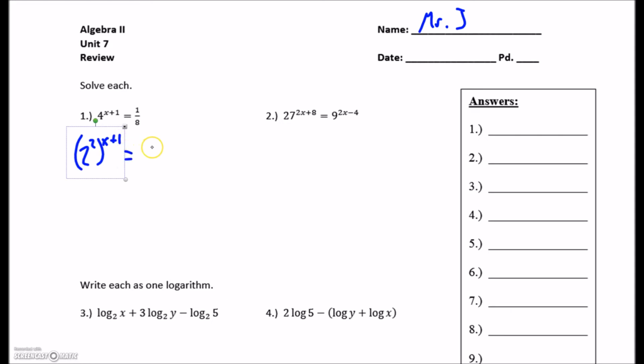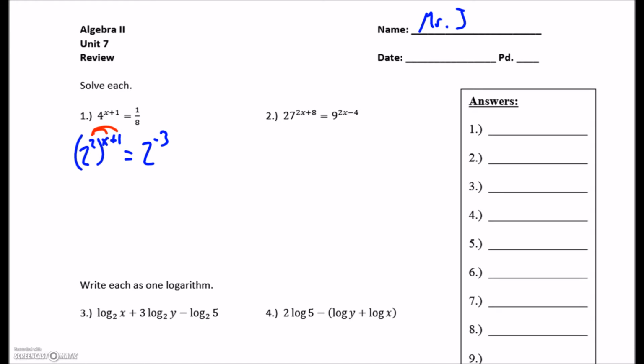So I can rewrite it that way. 1/8 is 2 to the negative third power. And again, think of it this way. 2 to the third power is 8, so 2 to the negative third power is 1/8. That's what negative exponents do. And now here I multiply the exponents. That's going to give me a 2x plus 2.